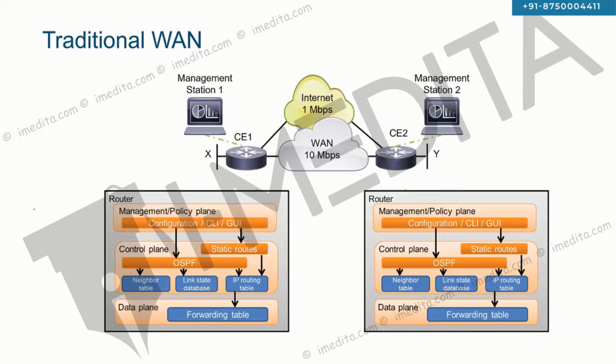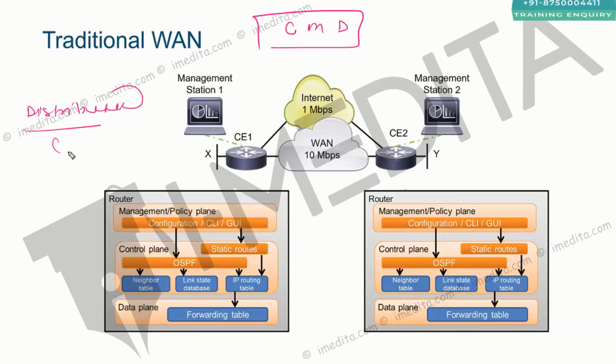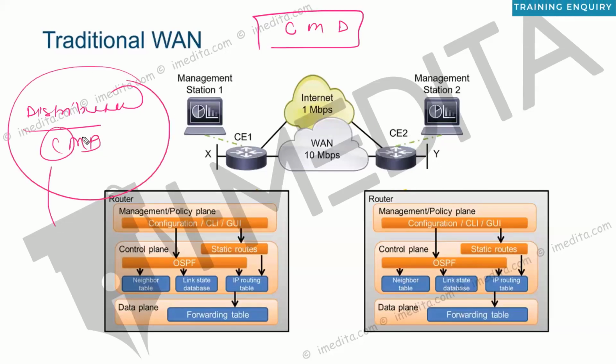Every device has its own control plane, management plane, and data plane. We say we have a distributed control plane, management plane, and data plane, where each device has its own set. That is why if you want to manage 1,000 devices, you need to manage those 1,000 devices one by one. Why? Because every device has its own set of management plane.